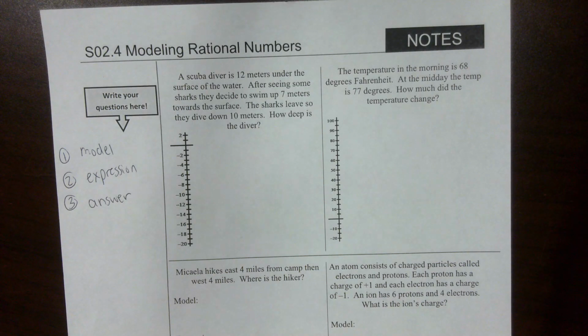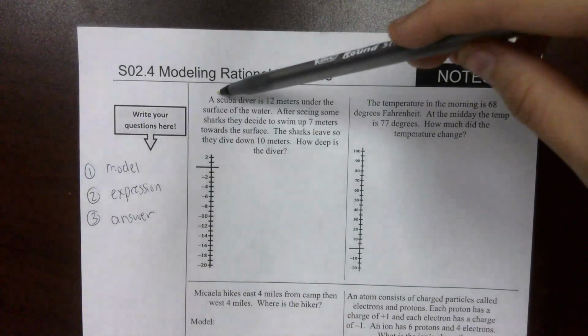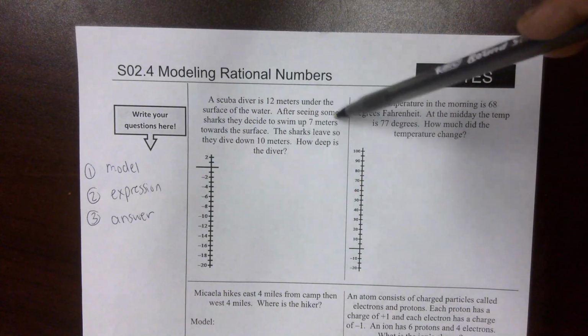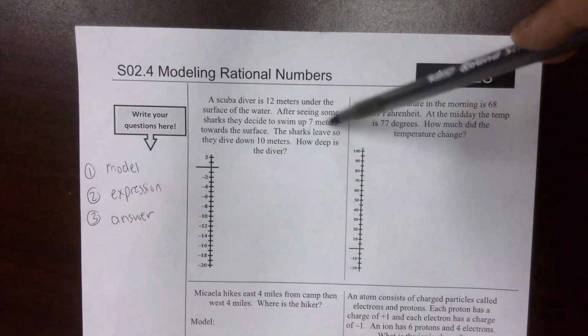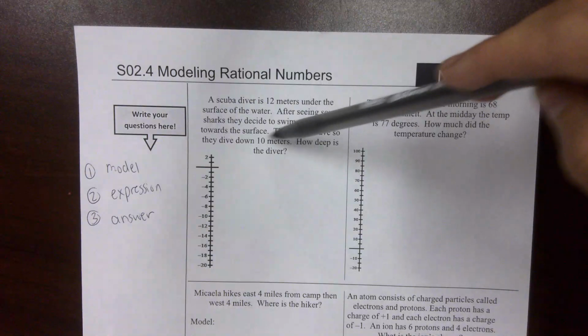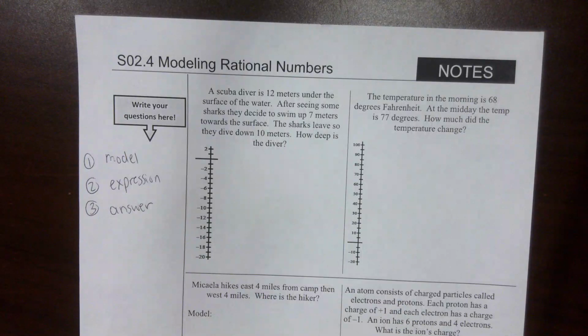Okay, so let's look at this. Lots of word problems, everyone's favorite. A scuba diver is 12 meters under the surface of the water. After seeing some sharks, they decide to swim up 7 meters towards the surface. The sharks leave, so then they dive 10 meters down. How deep is the diver? So this is similar to the number line problems that we did in 2.1 and 2.2.